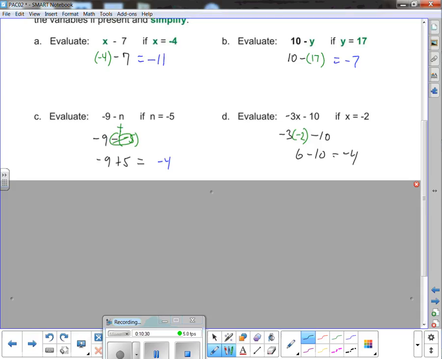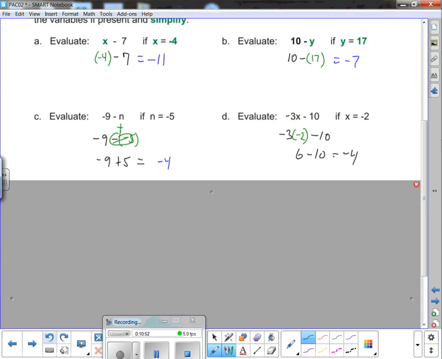Look, here's what happens with people that don't do the parentheses. At times, D will look like this. Look right up above here. When they go to substitute, they'll do this. And what would that be? That would be negative 15, right? But that's not correct. It is negative 4 because the negative 3 is multiplied times the x.